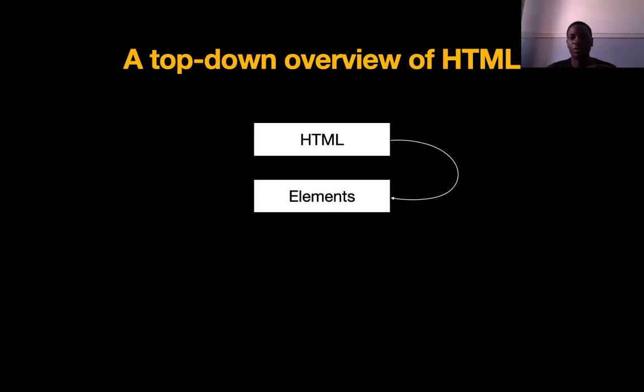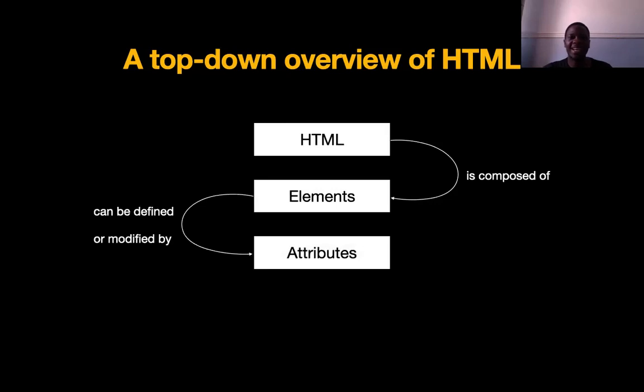HTML is composed of elements. Basically, every single thing that you write in HTML is grouped as elements. They are all elements, right? And we'll soon see what an element looks like, and then probably write some code. So now, also, elements can be defined or modified by attributes.